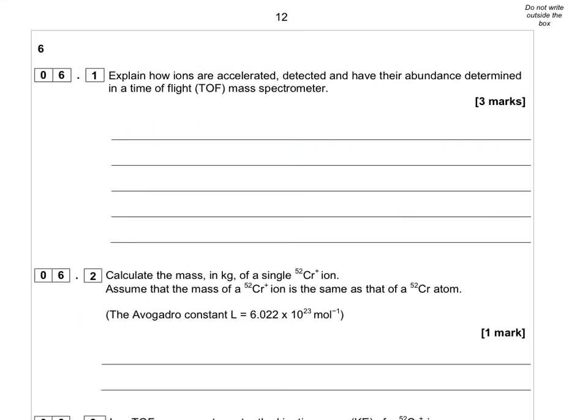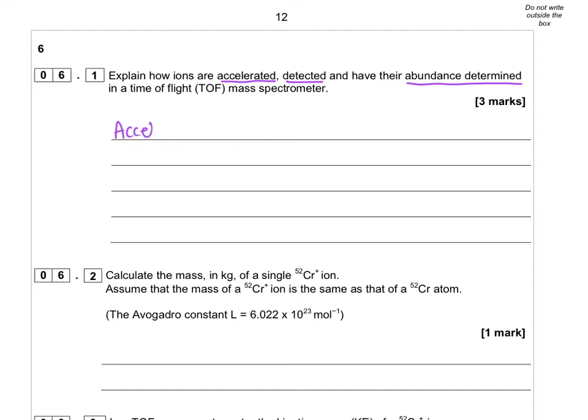Explain how ions are accelerated, detected, and have their abundance determined in the time of flight mass spectrometer. It's really important you read the question thoroughly. The amount of papers that were marked that went through descriptions of how things were ionised and talked about the free drift and separation. The question isn't asking you that. It's asking you specifically how things are accelerated, detected, and how they have their abundance determined.